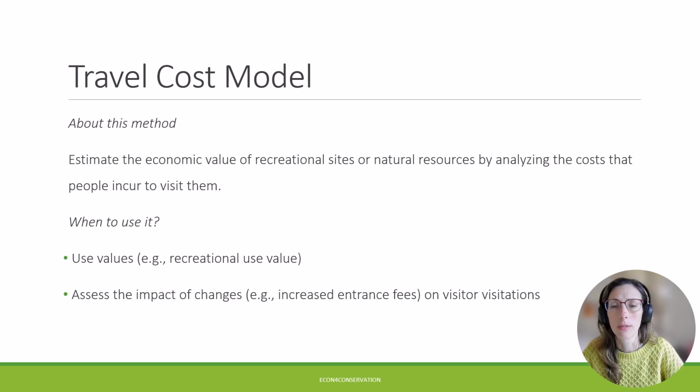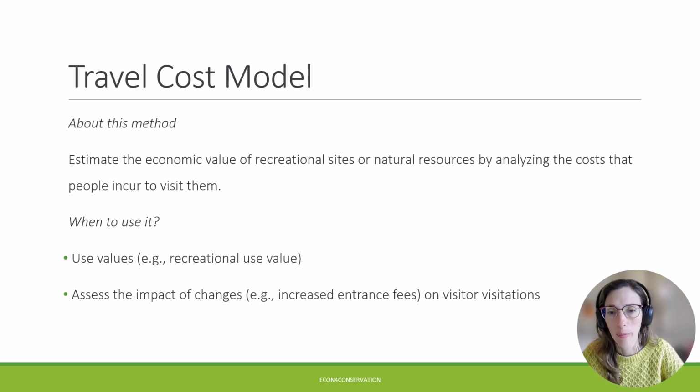When to use the travel cost method or travel cost model for conducting evaluation on use values, more specifically recreational use value? We use the travel cost method when we want to estimate the value or benefit people get from visiting natural or recreational sites, such as parks, lakes, beaches, or forests. This method is also widely used to assess the impact of changes like increased entrance fees or reduced access on visitors' numbers and welfare. How to use the travel cost model?